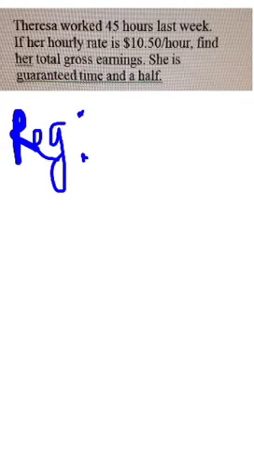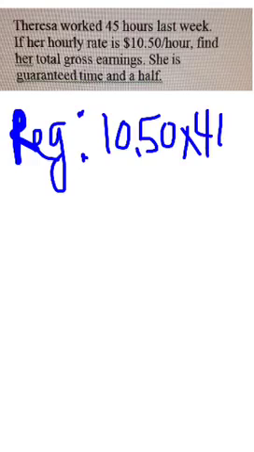So the regular pay, you just multiply $10.50 times 40, and that will give you $420.